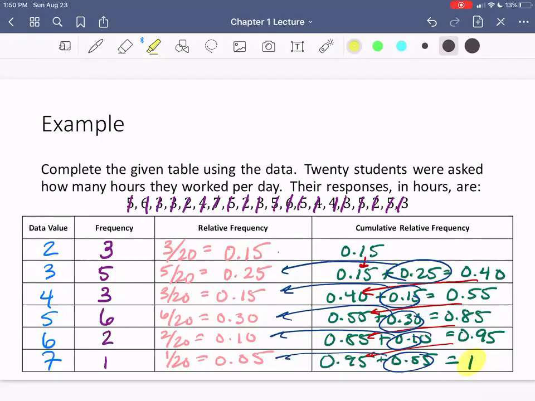If you had to round, it will not always come out to be 1. It may come out to be 0.995 or 1.002. Okay? It might be really close to 1. That doesn't mean you did anything wrong. That means you have a rounding error, and we take that into consideration. But if you did not round, you need to get 1 in the end.